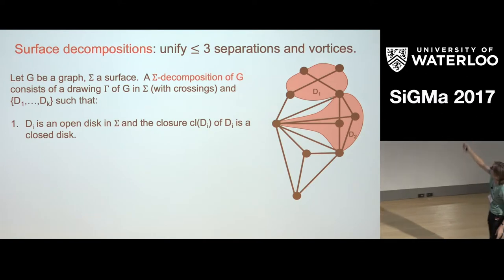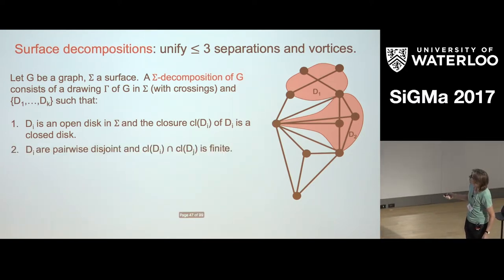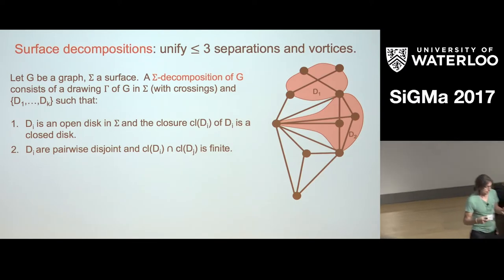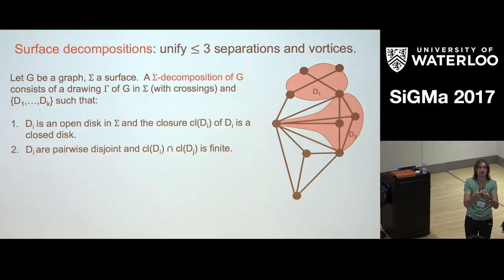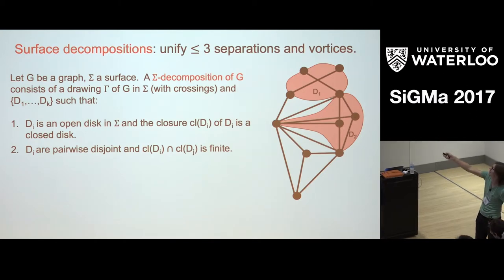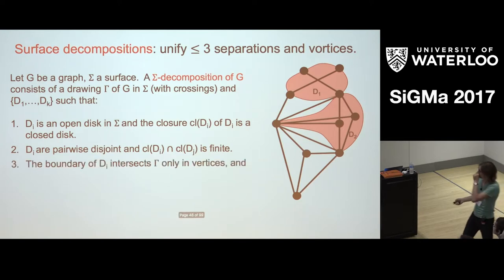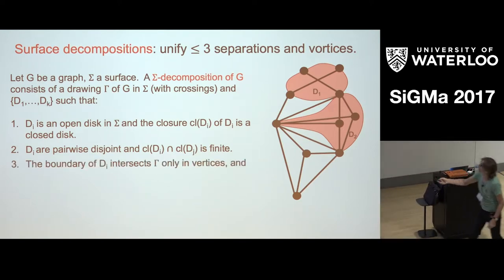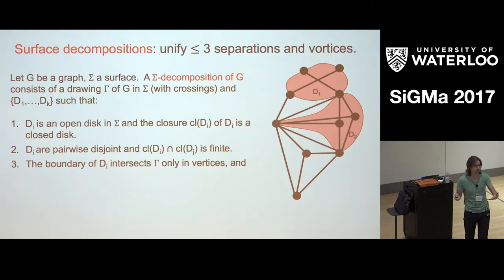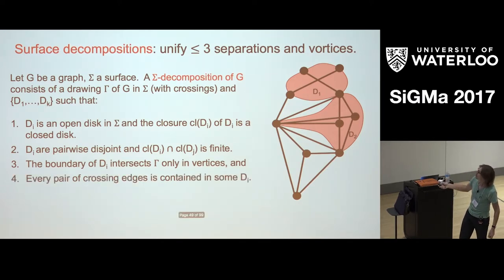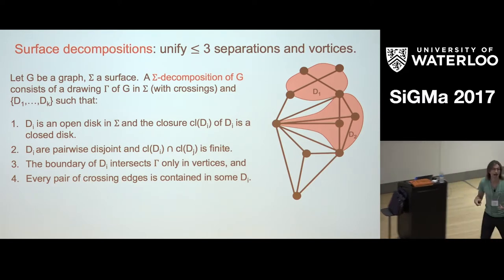It really is sort of as pictured here. I want them to be pairwise disjoint. So the open disks are pairwise disjoint, but the closures could intersect, right? But I'm specifying that the closures, if they intersect, intersect in a finite set. They can only intersect at a finite number of points in the surface. Now, the boundary of Di intersects the drawing only in vertices. This is sort of the same condition I had for vortices before, right? The disk only intersected the drawn graph in vertices. And I want these disks to cover every crossing in the graph.